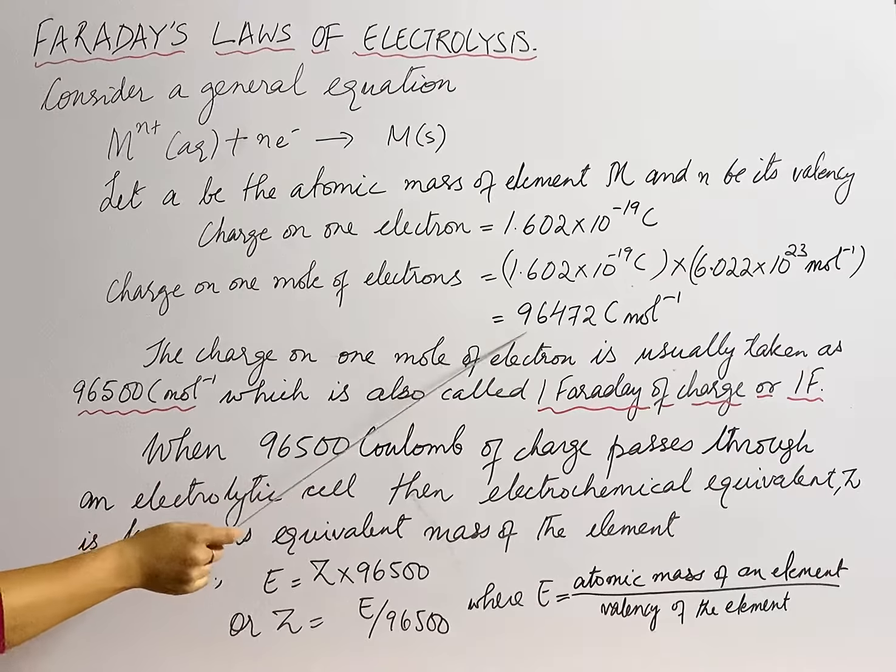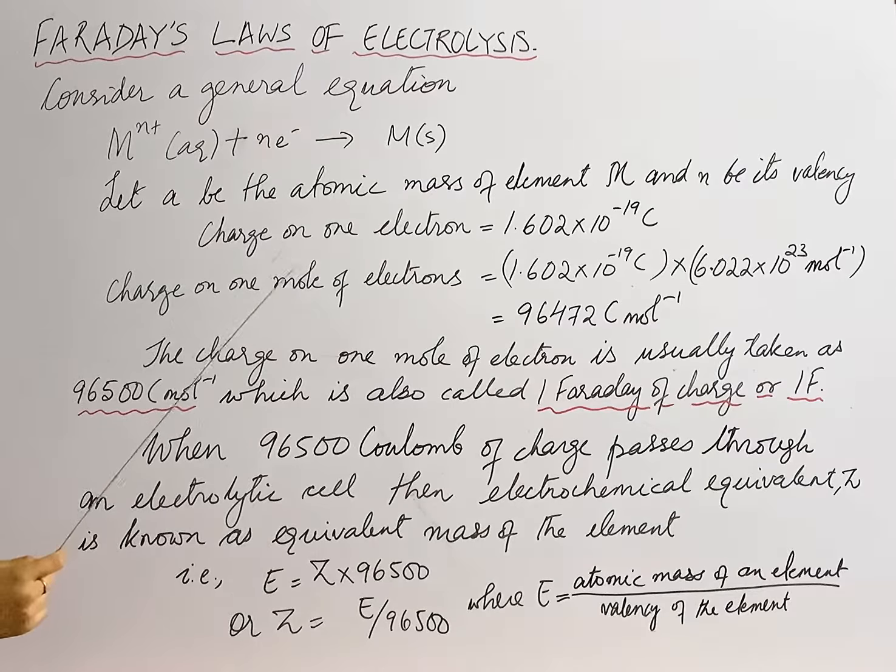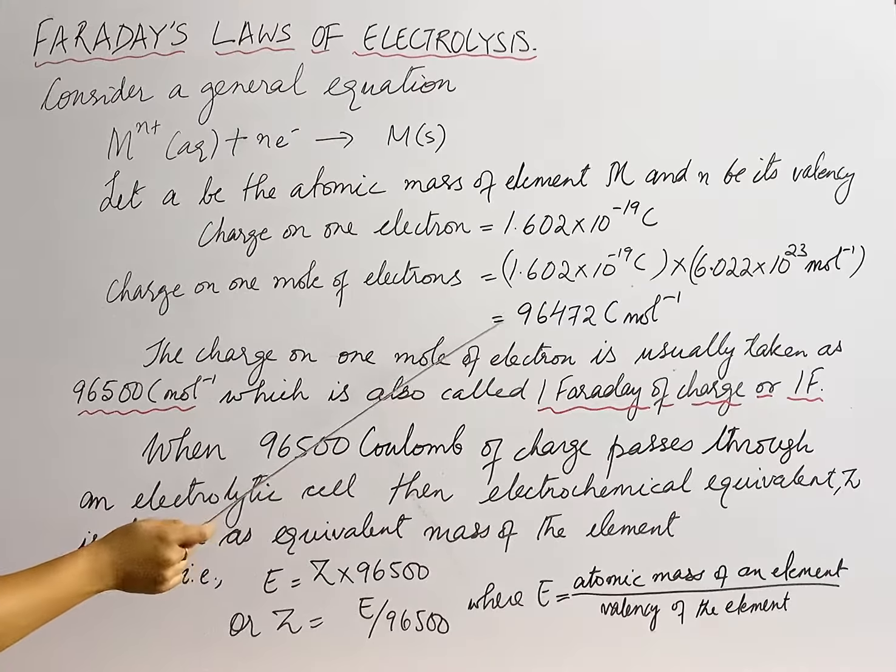This quantity is the minimum amount of charge that is required by an electrode in order to carry on the process of oxidation or reduction. So this is the product of Avogadro's number and the charge of an electron. Usually, for simplicity, this number is written as 96500. So we can write 96472 or we can also write 96500. This quantity is what we call a Faraday of charge and it is represented as 1F.